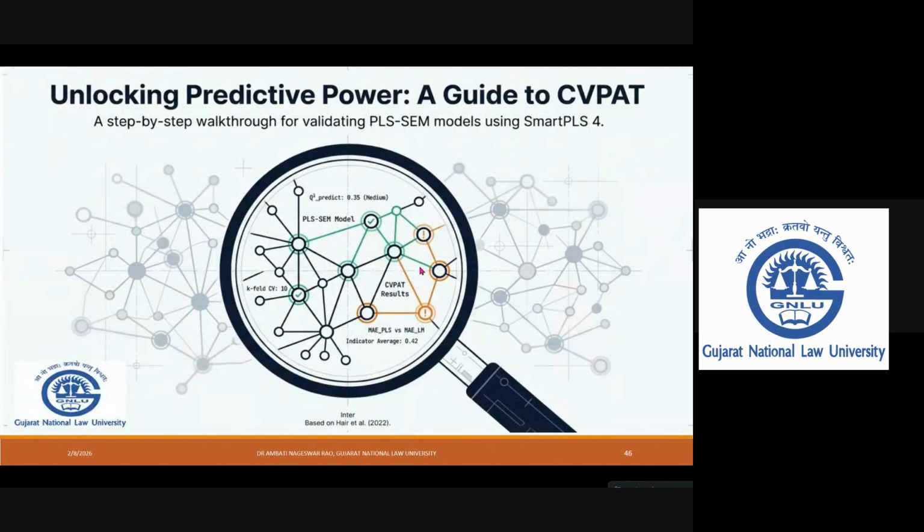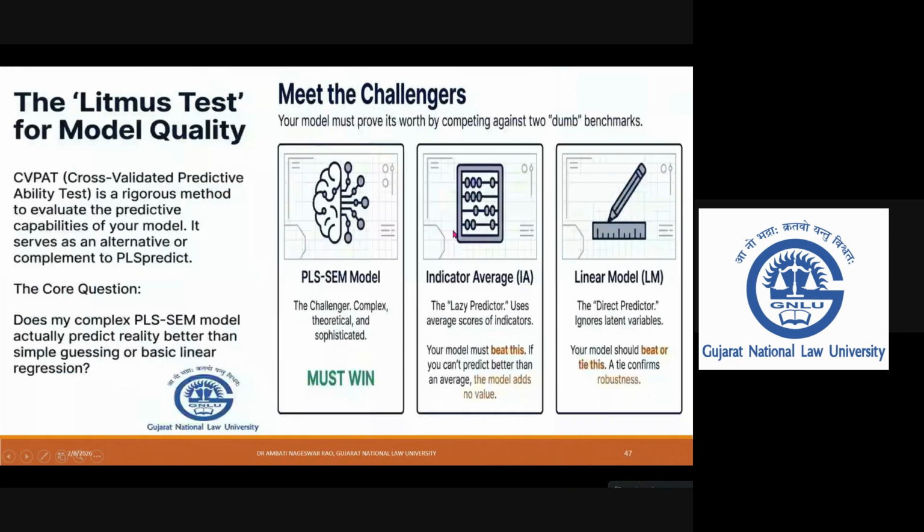Next one, this last one, CVPAT. How to conduct the CVPAT, and what is the CVPAT here? Cross-validated predictive ability test is a rigorous method to evaluate the predictive capabilities of your model. Compared with PLS predict, the CVPAT is considered a more rigorous method to evaluate the predictive capabilities of your model. It serves as an alternative or complement to PLS predict.